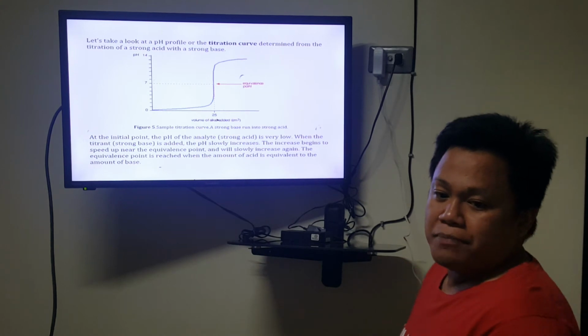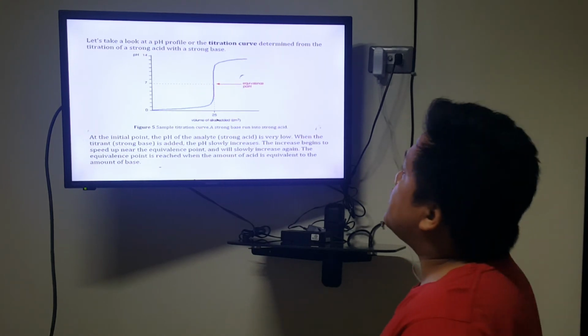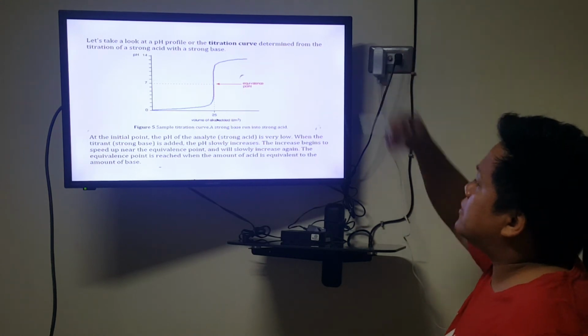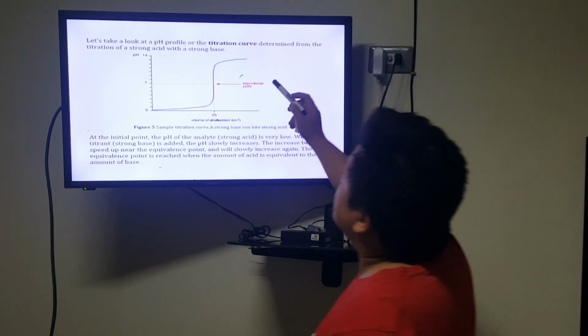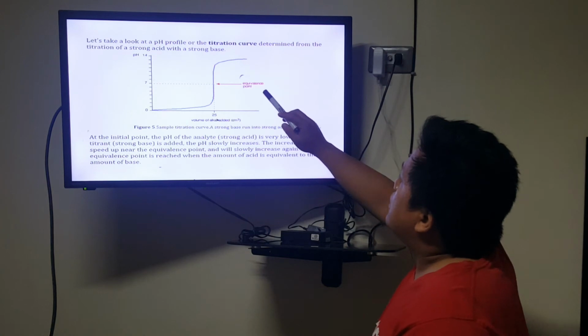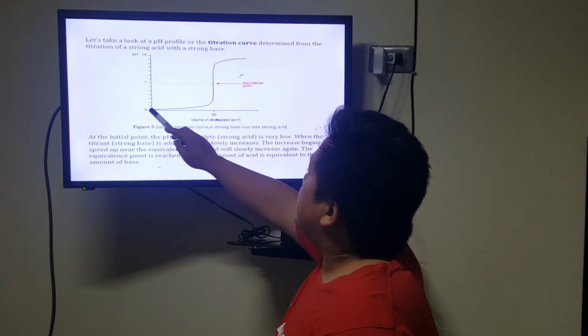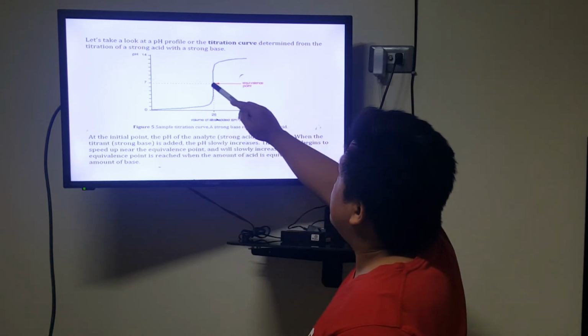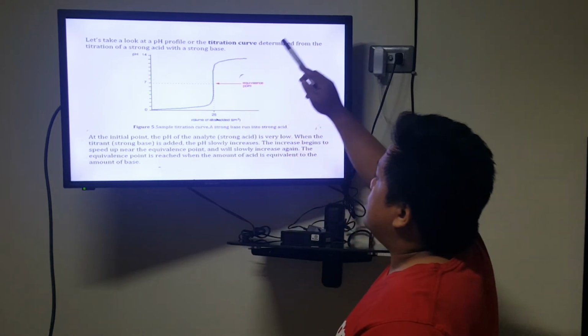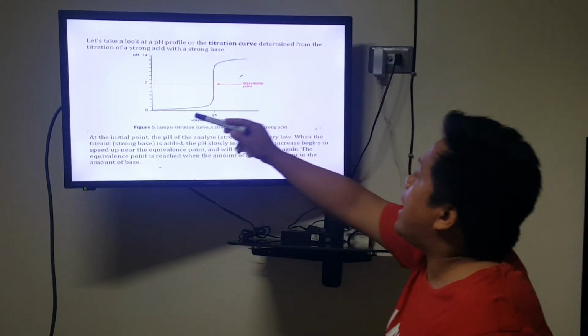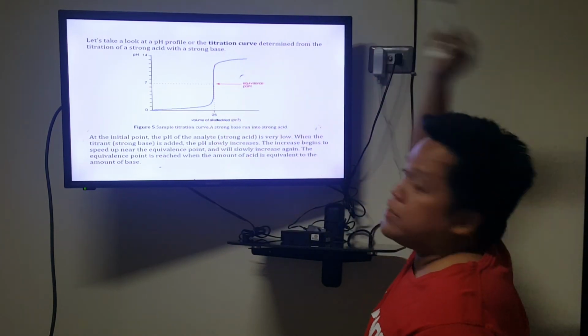Let's take a look at the pH profile or titration curve determined from titration of a strong acid with a strong base. As you can see, this is the equivalence point. This is the 7. Here is the acid, and this is the base. This is the sample titration curve: a strong base running into a strong acid, strong acid, then going to the base.